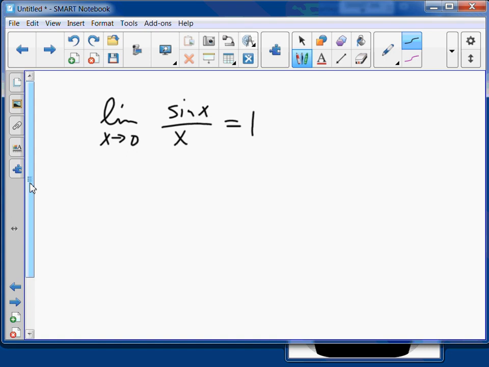There's only 2 trig limits you need to memorize. That's one of them. The other one is this one. The limit as x approaches 0 of 1 minus cosine x divided by x. This one is equal to 0.